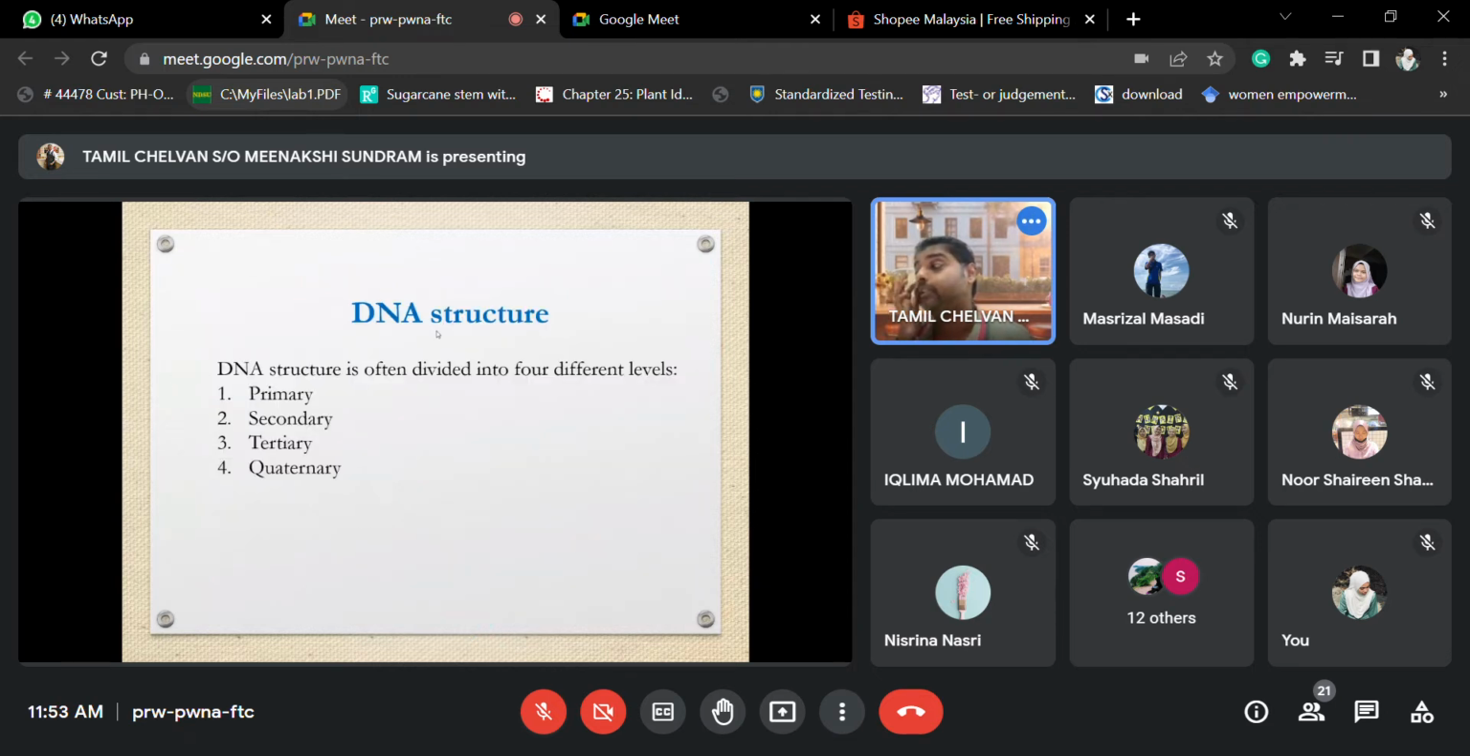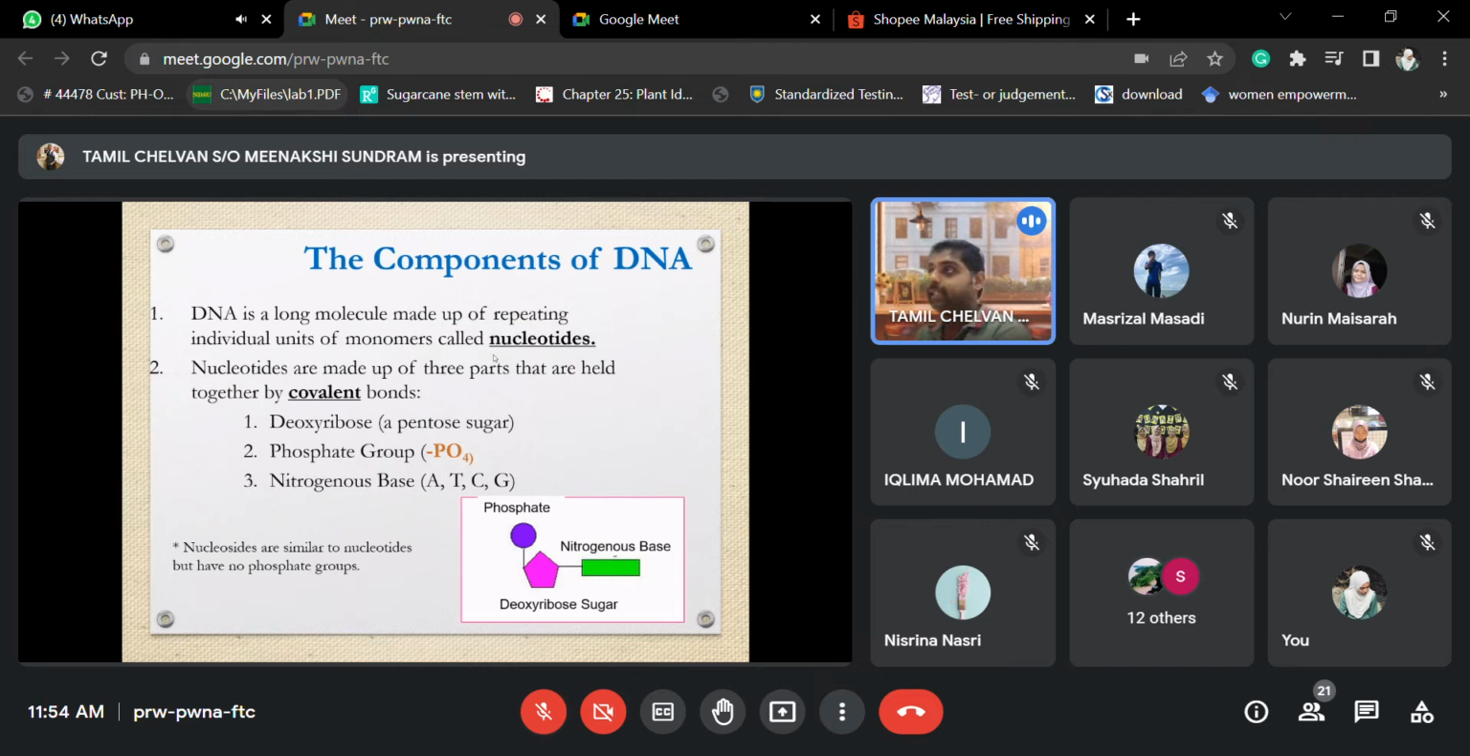DNA, this one is a bit more in detail, which you need to know. DNA structure is often divided into 4 different levels: primary structure, secondary structure, tertiary structure, and quaternary structure. So we go through one by one. The components of DNA, yang ni you orang pun dah pernah belajar. DNA is a long molecule made up of repeating individual units of monomers called nucleotides. So this is the nucleotide.